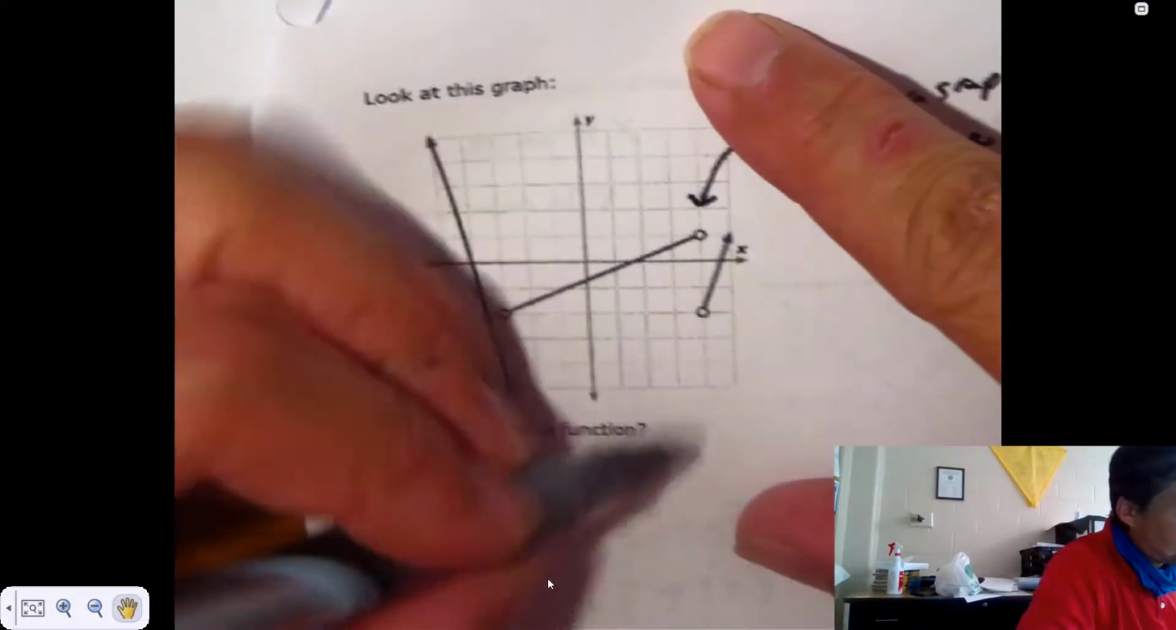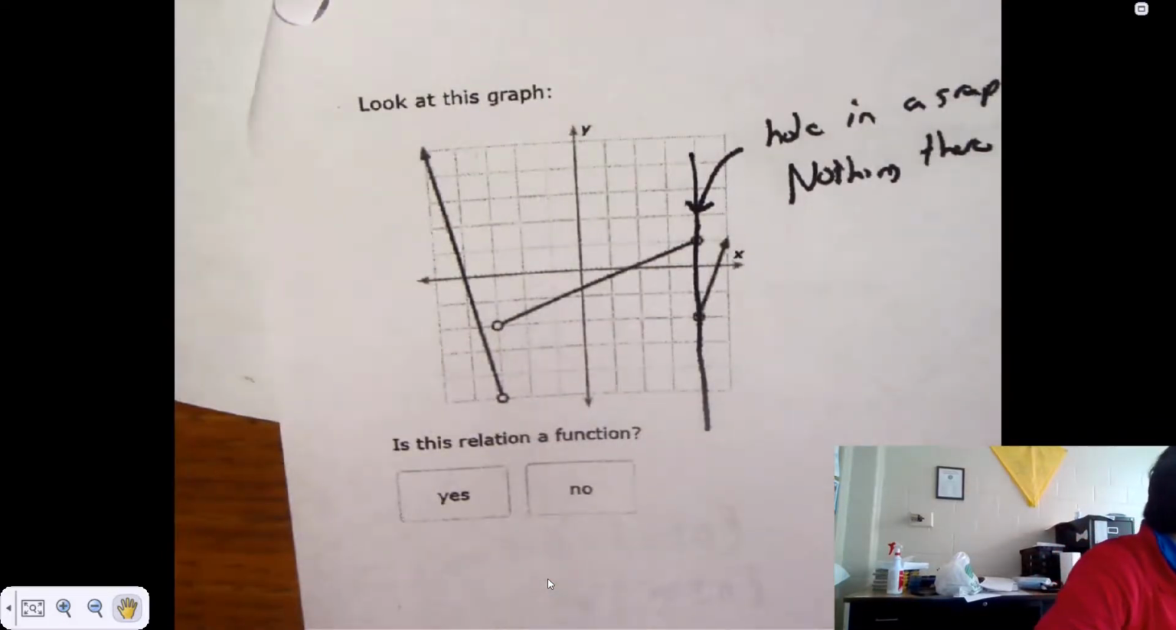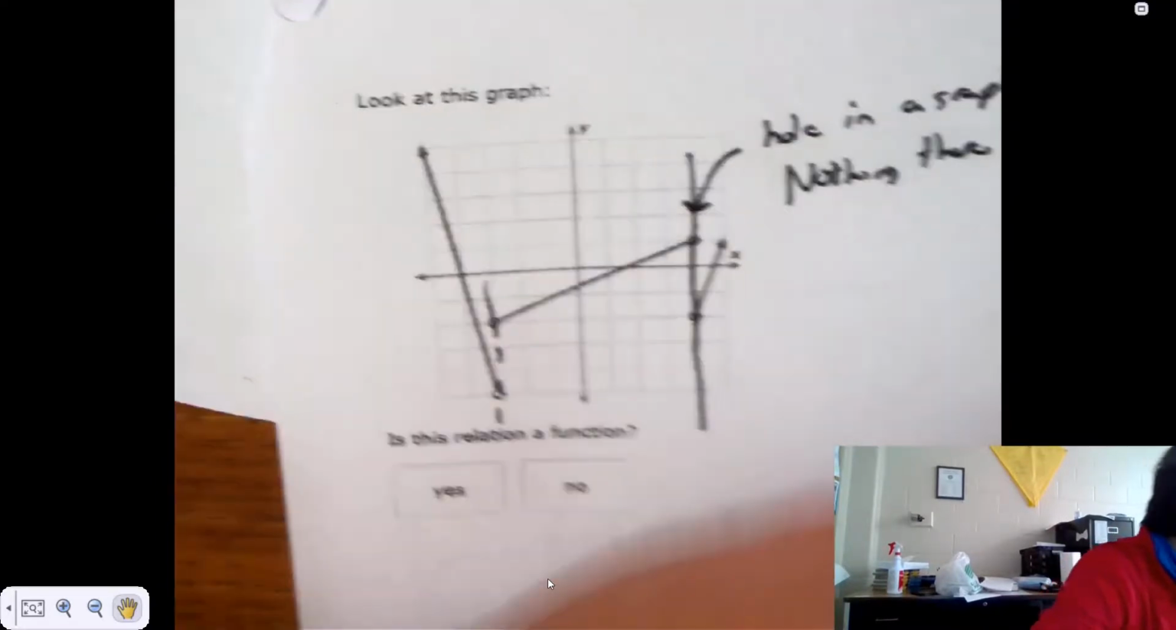So even if I drew a vertical line through those two open holes, would I actually be touching anything? No, there's nothing there. So is this actually a function? Yeah, it is.